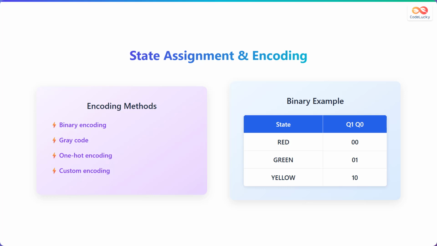In this step, we'll assign a unique binary code to each state. Encoding methods include binary encoding, gray code, one-hot encoding, and custom encoding. Now let's consider the binary example for a traffic light controller. State red is assigned 0, 0. State green is assigned 0, 1. State yellow is assigned 1, 0.